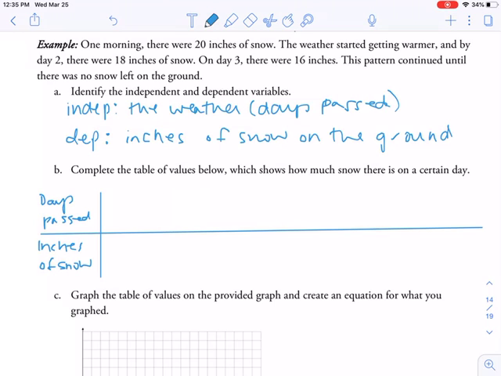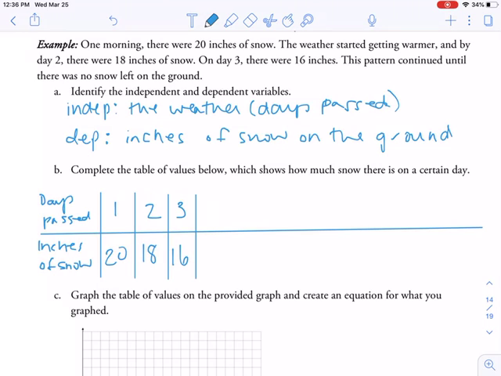Okay, so we can see that on day 1, there are 20 inches of snow, and I'm just reading that right out of the problem. Okay, so one morning there were 20 inches of snow. First day, that's what we have. Then we're going to look at the second day, and we're going to see that there were 18 inches of snow at the end of the day. Then on the third day, there were 16 inches. Again, I just took those right out of the problem.